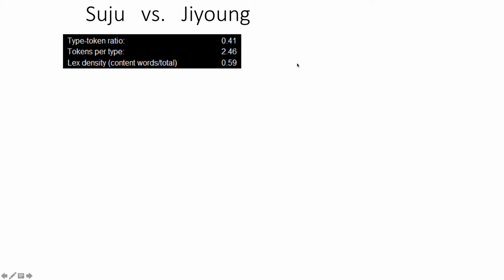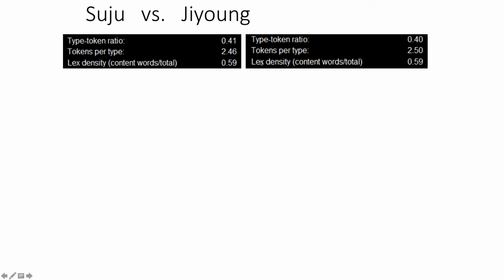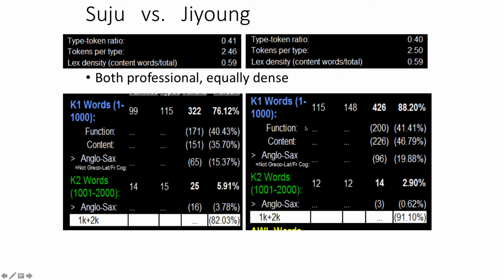But let's do the analysis of Suju and Jiyoung. So their lexical density is about the same. They're very, very similar here. This was kind of striking. But that doesn't mean that they're in the same place as regards their lexicon. They're both professional, and this is sort of a professional number, and they're equally dense. Let's compare. So for Suju, only 76% of her words are from the K1, whereas for Jiyoung, 88% of her words are from the K1. Suju's using a lot more K2 words than Jiyoung, and the combination together is 82% for Suju and 91% for Jiyoung.